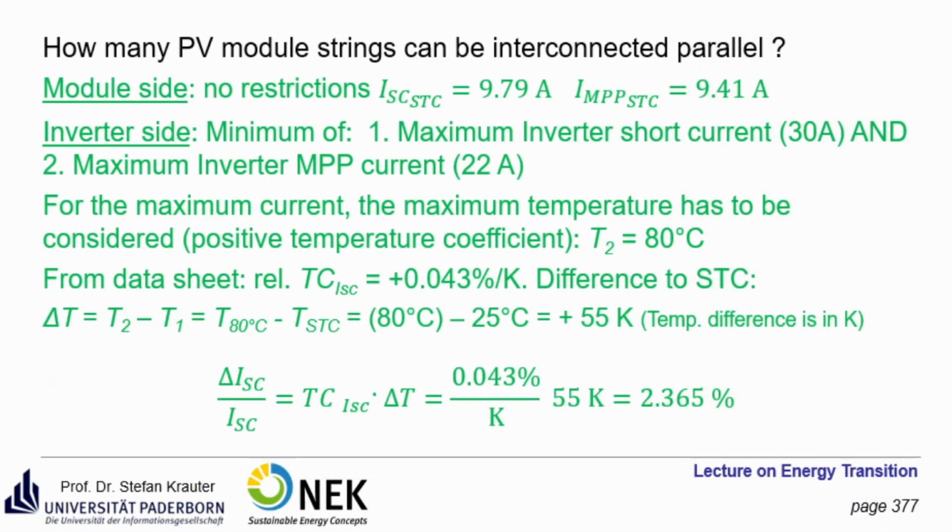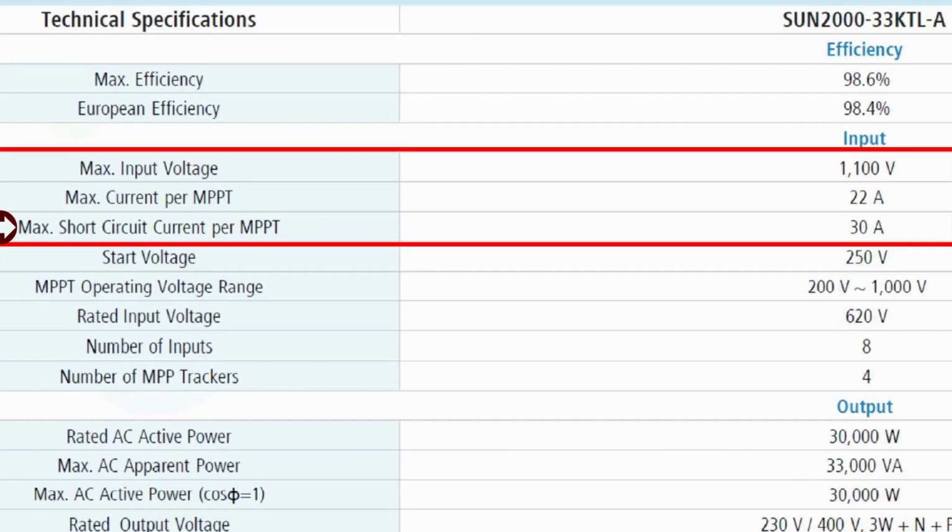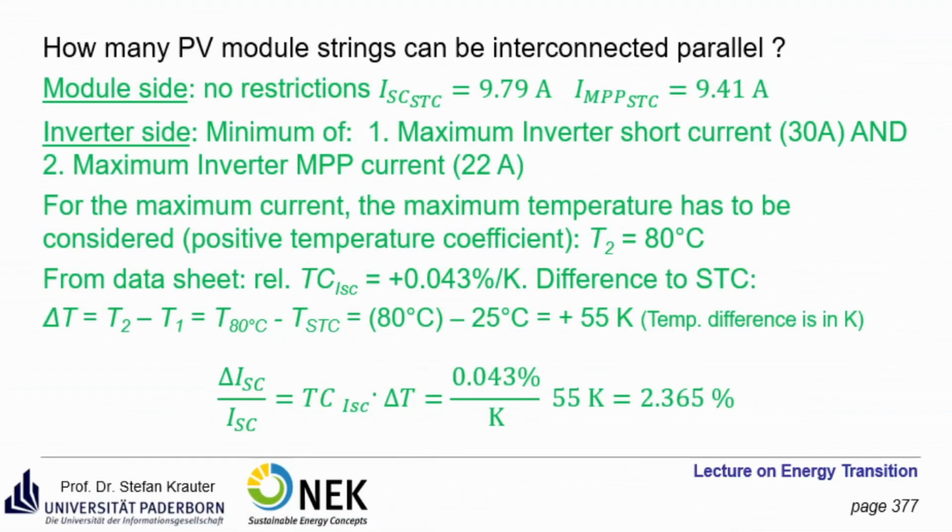How many modules can be interconnected in parallel? From the module side, there are no restrictions, because the only limitation was the maximum system voltage we got here. But for the inverter side, we have to take a look at the data sheet of the inverter. The maximum inverter short circuit current is 30 amps, and the maximum inverter MPP current is 22 amps.